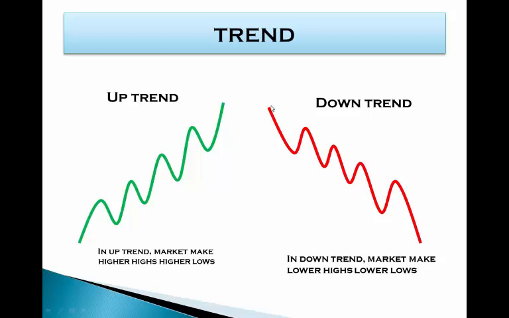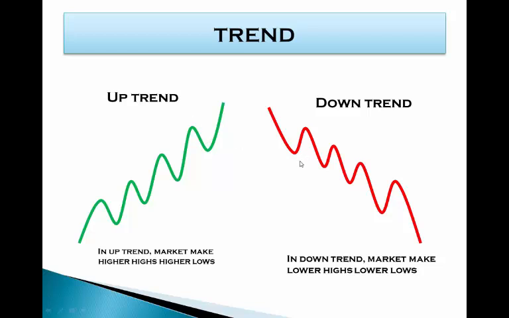A downtrend is a series of swing high, swing low, lower high, lower low, lower high, lower low, moving in the same directions, right? So this is called downtrend. In the uptrend, market makes higher high and higher low, right? So in an uptrend, you see the market is making a higher high, this high higher than the previous high, and a low higher than the previous low, right?